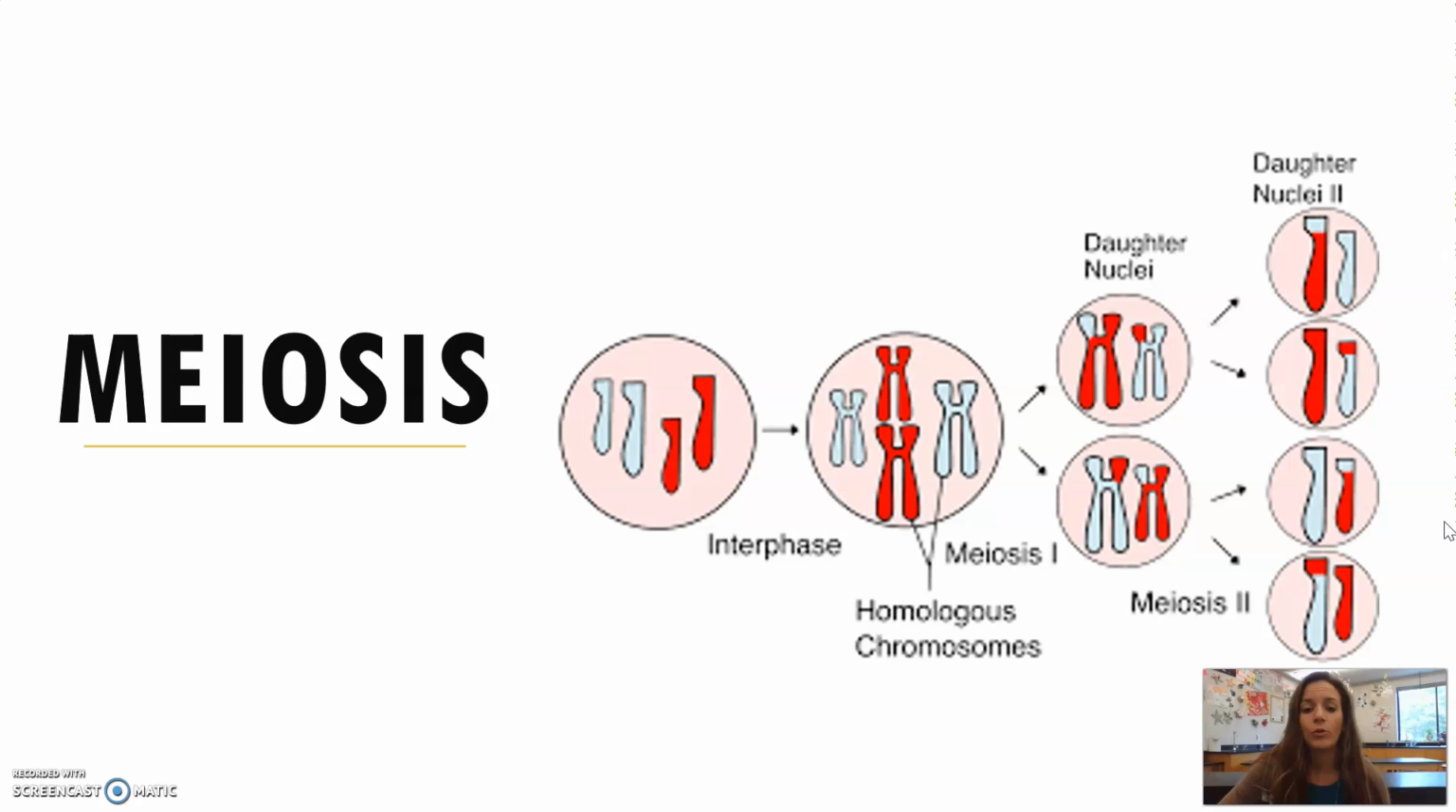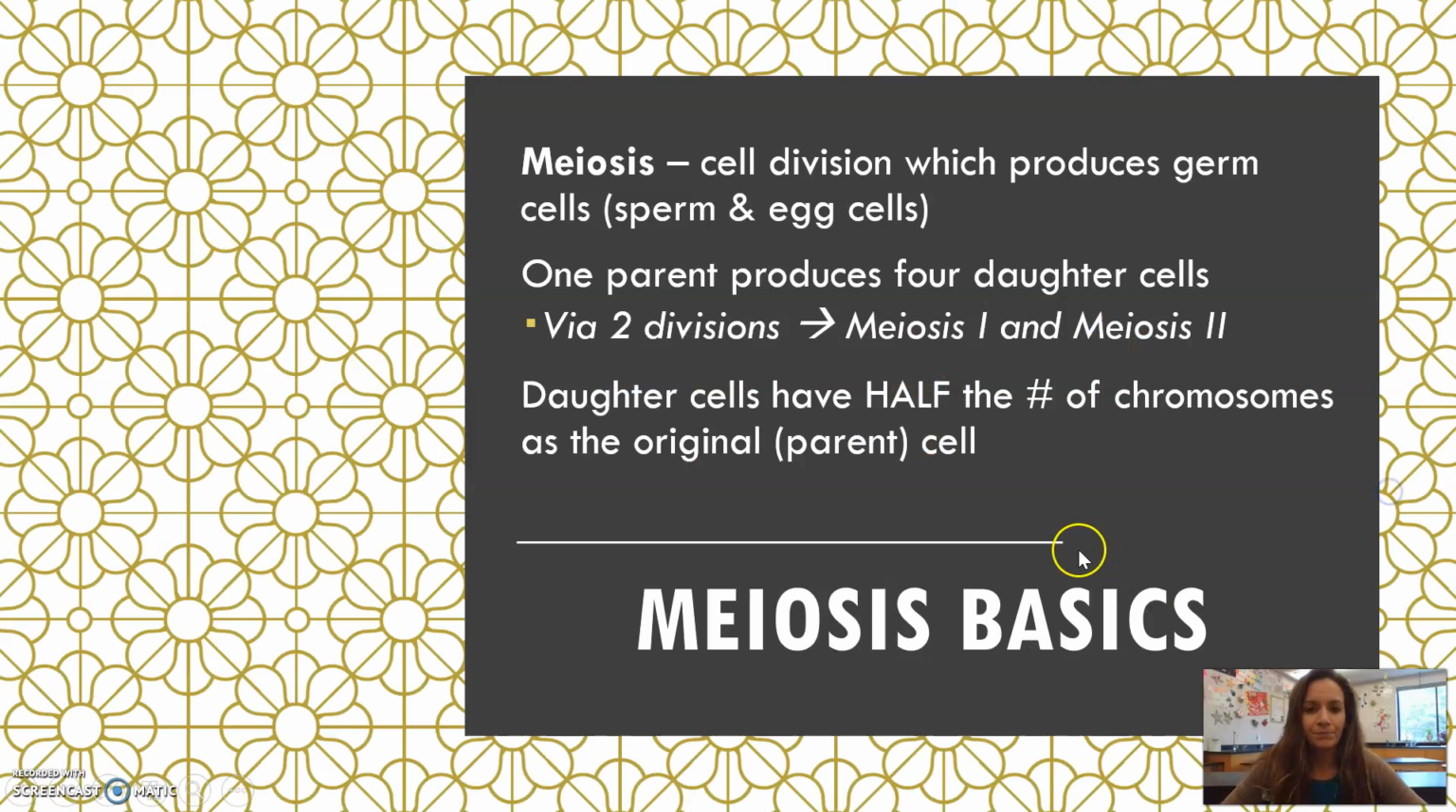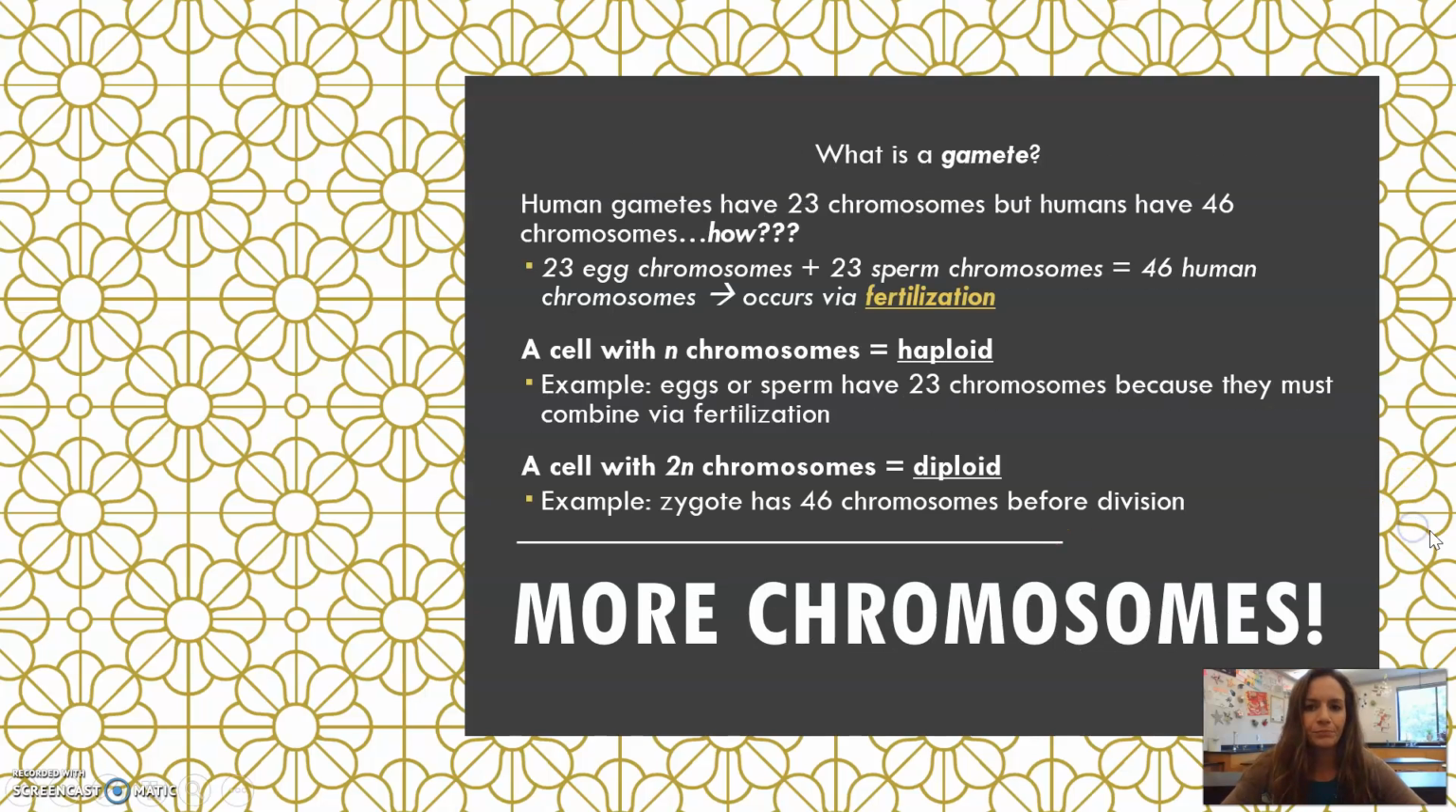So this is going to break down each of the stages of meiosis, but also talk about some issues that can happen during meiosis. So we start with just some basics. Meiosis itself is cell division that produces something known as germ cells, or they may also be referred to as gametes, and those are sperm and egg cells. In this process, one parent produces 4 daughter cells, and there are 2 divisions total, which is different than mitosis. Also important to note, the daughter cells have half the number of chromosomes as the parent cell, and we'll get into diploid, haploid in a couple minutes.